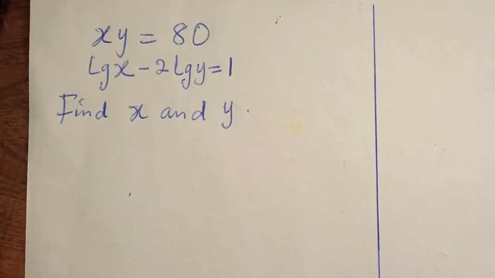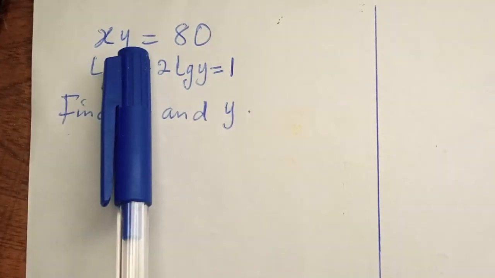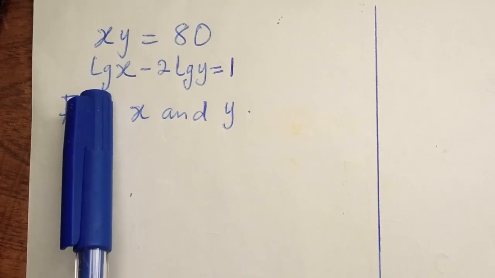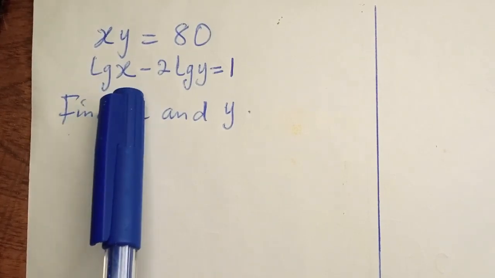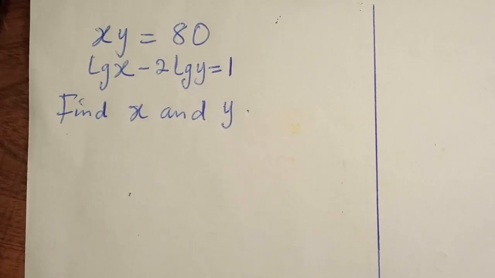Now we have this logarithm expression presented to us, and given that we are looking for the values of x and y, this expression xy equal to 80, and we have log x minus 2 log y is equal to 1. To find the values of x and y, we need to express this in the form of equation 1 and equation 2 to get the values.